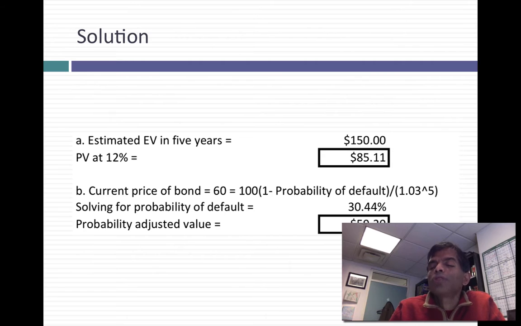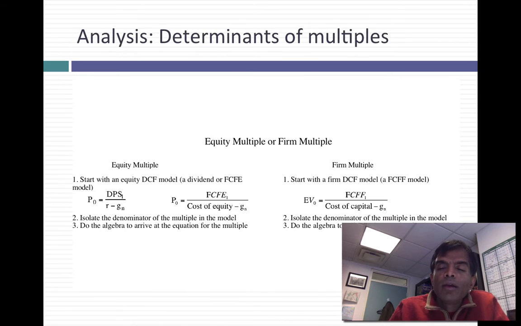Just because you're doing relative valuation doesn't mean all the lessons we emphasized in discounted cash flow valuation about survival and making it through just go away. Let's talk about the determinants of multiples. The trick we used was a very simple one. We had an equity multiple. We went back to a stable growth dividend discount model, or a stable growth free cash flow to equity model. And then we did the algebra to figure out what drove PE ratio, price to book, price to sales, etc.